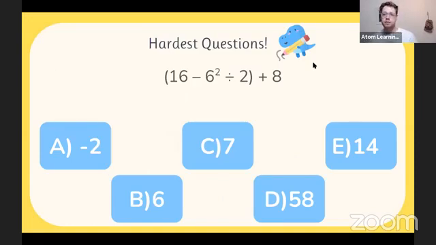Right, okay, so now this would be an example of a hard operation question. So have a go at doing this and tell me what the answer is, and then I will walk you through how to do it.